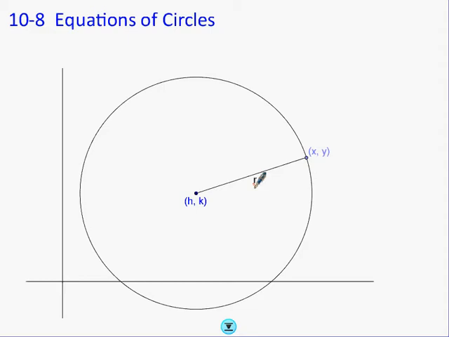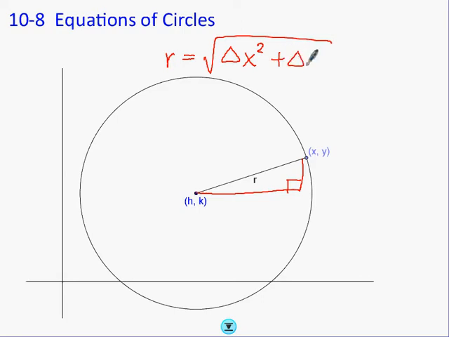To do that, we're going to use the distance formula. That's how we find distances in the coordinate plane. So in this case, our distance, which we normally write as d, is the radius, so we'll call it r. And r is going to be the square root of, as I do things, I call it the change in x squared plus the change in y squared. And we take the square root of that. Well, in this case, the change in x is going to be x minus h, squared, plus the change in y, y minus k, squared.